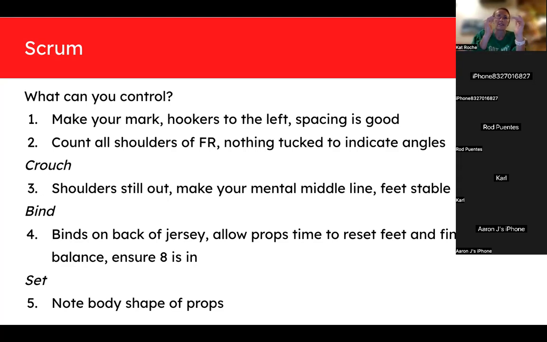But sometimes, and I think we have a clip of it that's a really good example, one prop's body shape will tell me everything I need to know. And I know that I've got a good setup before then, so I know that they're just under pressure. So that's my little mental checklist in the scrum.